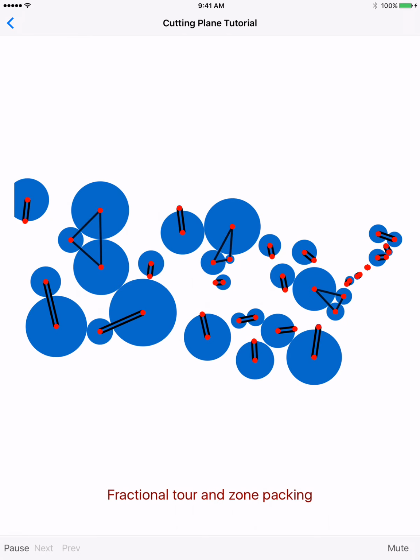Let's see how this works in practice. Here again is the optimal fractional tour and zone packing for the 49-city USA problem. The solution contains many isolated pairs of points. Each of these 2-point subtours is a flaw. The corresponding TSP inequality states that the edge variables leaving the pair of points must sum to at least 2, since a proper tour would need to enter and depart the 2-point island at least 1 time.